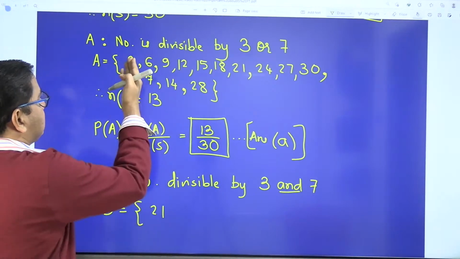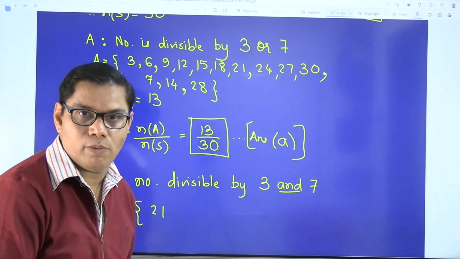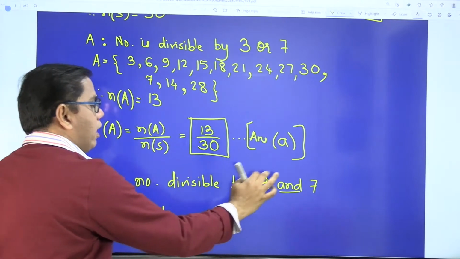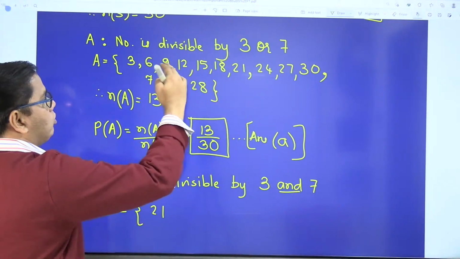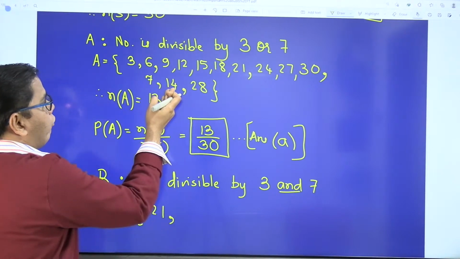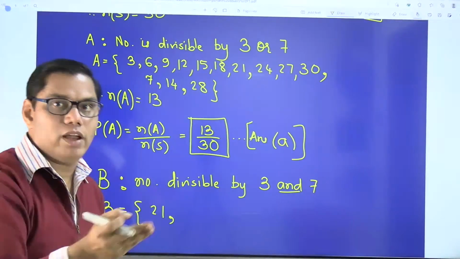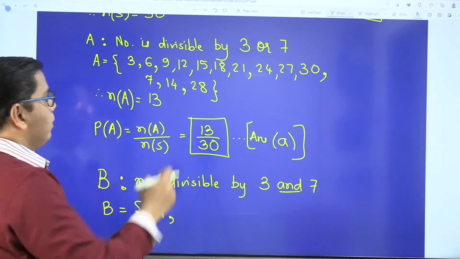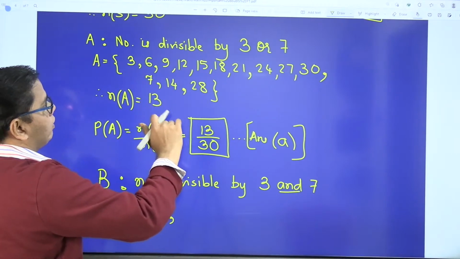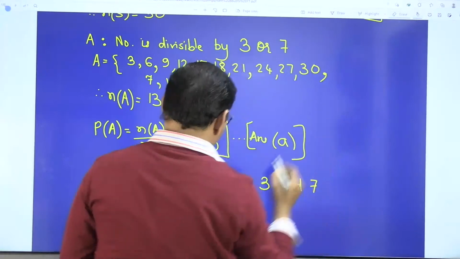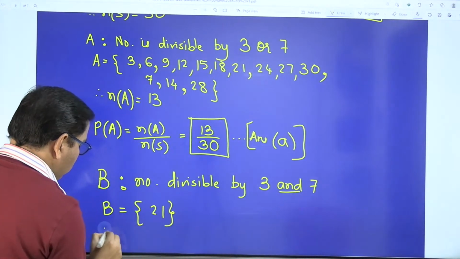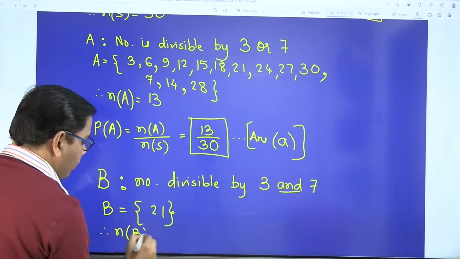Is there any other number? See, 3 is divisible by 3 but not divisible by 7. 6 is divisible by 3 but not divisible by 7. Here we want a number which is divisible by both 3 and 7. So 21 is one number. If I take 14, 14 is divisible by 7 but not divisible by 3. 28 is also divisible by 7 but not divisible by 3. So only one number, that is 21. Is it only one number? Yes. So number of elements in this set is what?